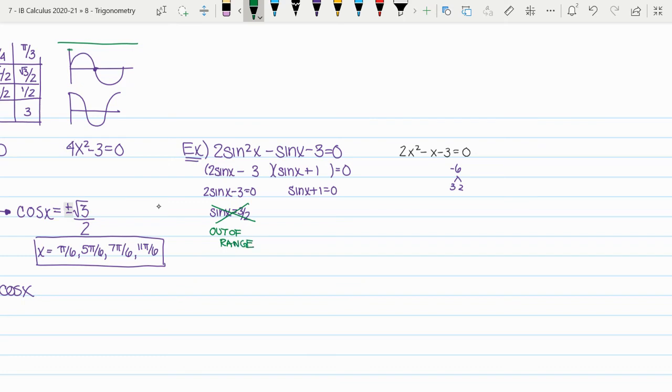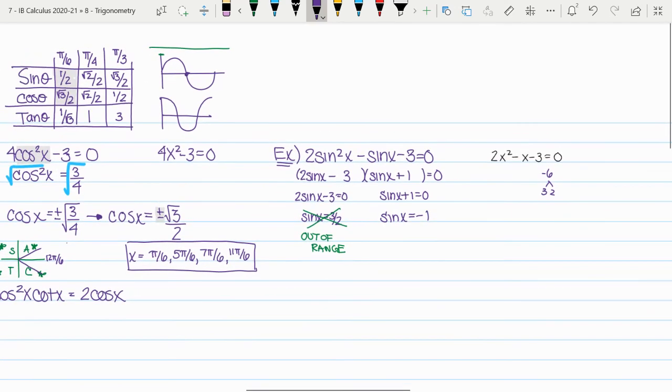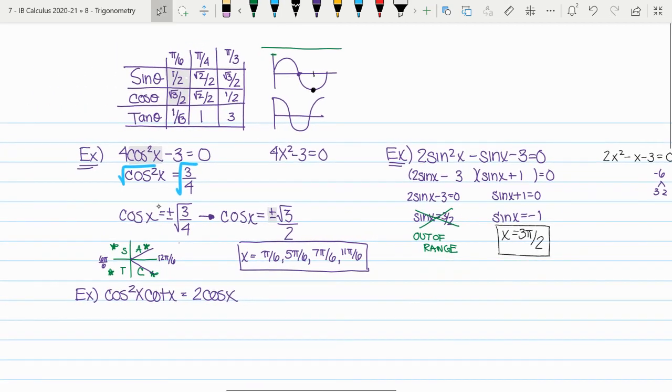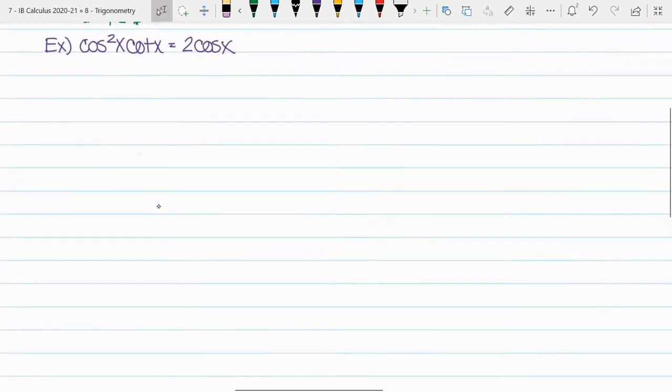Lastly, I just have to get sine of x by itself here. Sine of x equals -1. That is not in my table, but I can get sine of x equals -1 from my graph. It's right here, and that is at 3 pi over 2. And so I'm done. That was a pretty complicated question for a very simple answer of 3 pi over 2.